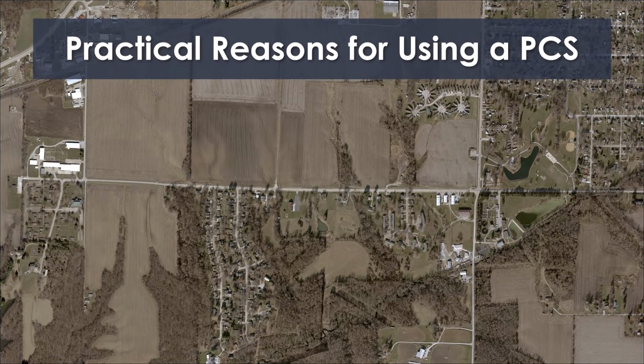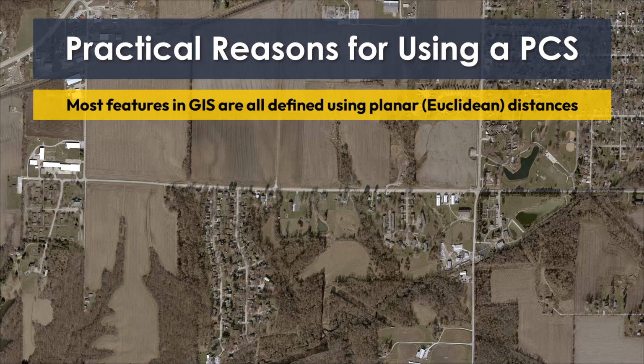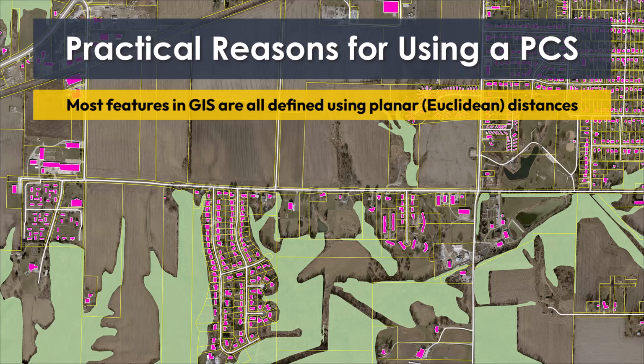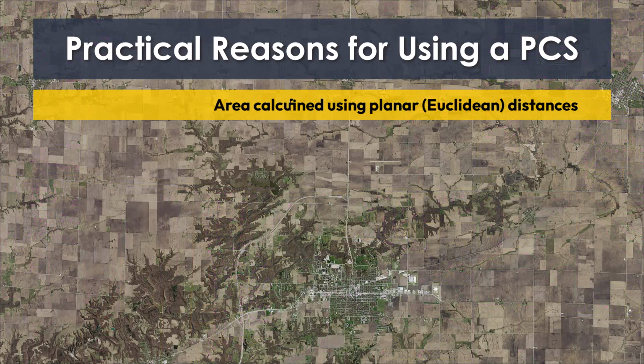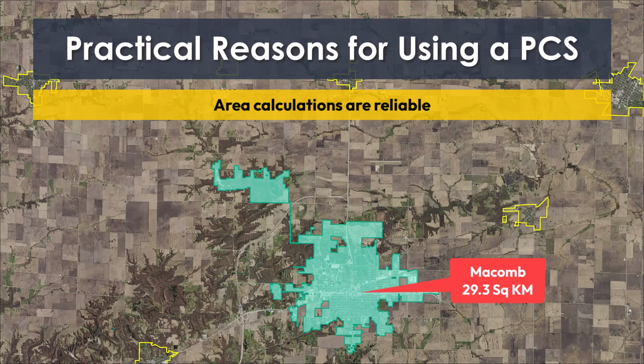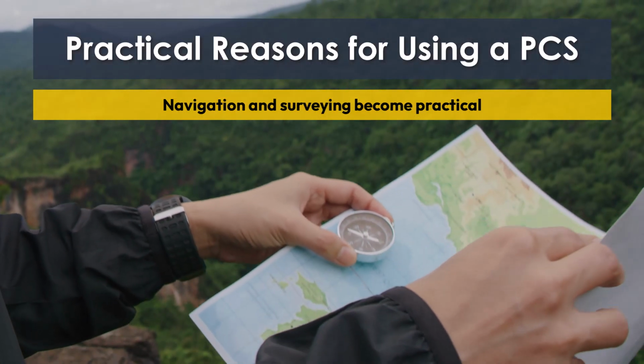Beyond just computation, there is a practical reason for using projected coordinates. Most of our real-world features, property boundaries, road center lines, building footprints, forest parcels, and so on, are all defined using planar or Euclidean distances. Second, area calculations are reliable. If you need to know how many square kilometers fall within a polygon, working in a projected coordinate system gives you a trustworthy answer. Third, navigation and surveying become practical.